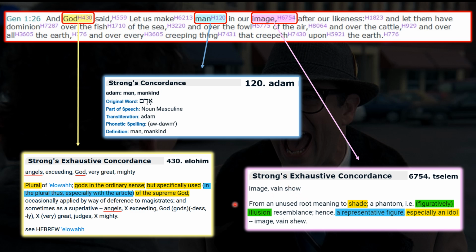And it's from an unused root meaning to shade. And what's happening there is being light bodies, or the flesh shades are light. So that's what's going on there. So it means to shade, a phantom, figuratively an illusion, a resemblance, hence a representative figure, especially an idol. And what we learn in the Bible is that we're not supposed to worship idols, and the reason is our body is that idol. It's the vanity show, and you can see how that plays in.